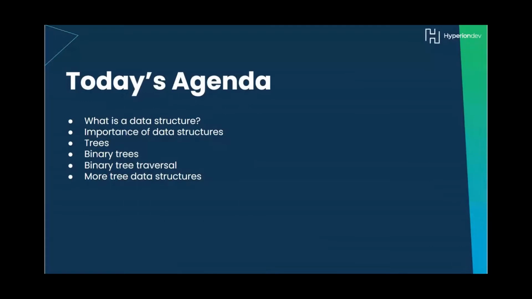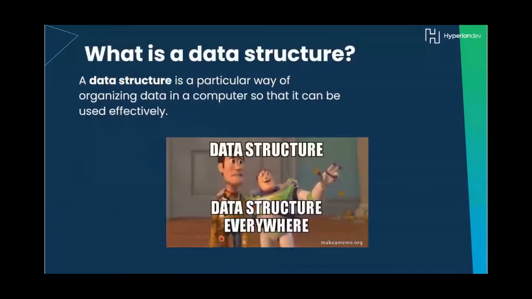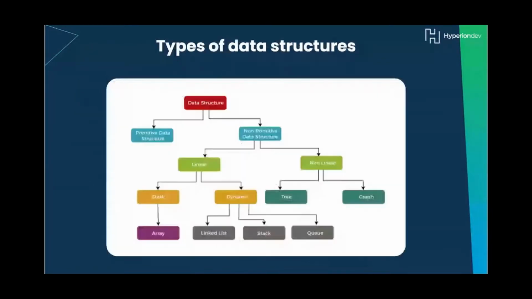Okay, cool. So just to recap, a data structure is a particular way of organizing data in a computer so that it can be used efficiently, right? In the previous workshop, I shared this exact same image over here, and as you can see, last week we covered the primitive data structure and we went into the linear branch there, covering arrays, linked lists, stacks, and queues. And like I mentioned today, it's all about trees.